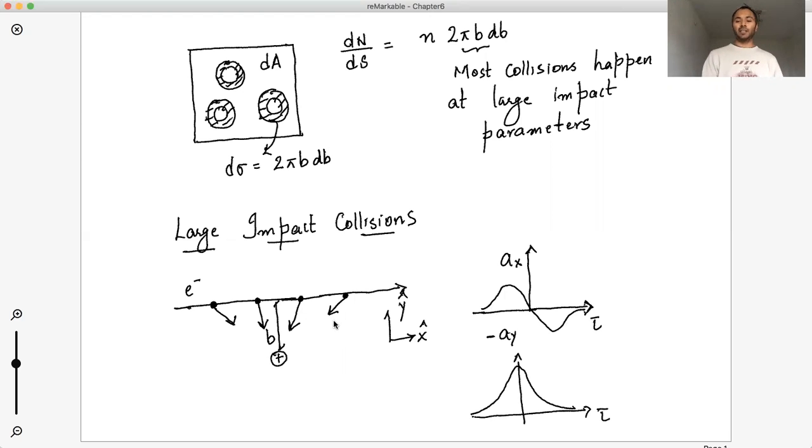If you look at the y acceleration, again it has to go to 0 at large distances, but it has a peak at the point of closest impact. It's along the negative y-axis, the way I've drawn it here, so you get a peaked function like this. These are the accelerations which we need to calculate, and once we have done that, we are almost done, because you know how to calculate the energy radiated given the acceleration.